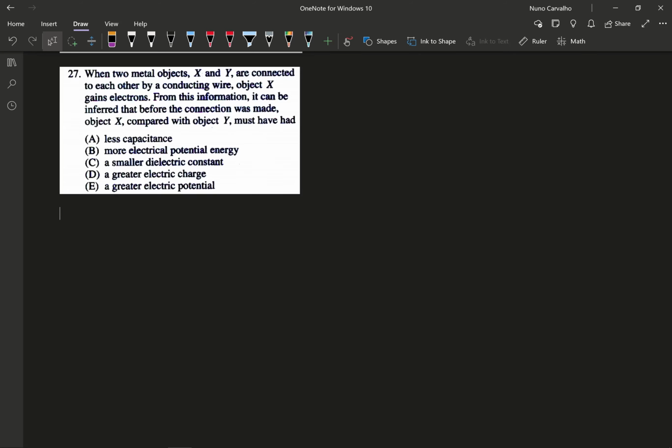Number 27, we're told that when two metal objects X and Y are connected to each other by a conducting wire, object X gains electrons. Okay, so let's see here. We have X and then we have here Y, and they're connected, and electrons seem to be going from Y to X, right? That's the only way that X can be gaining electrons, that they're moving out of Y.